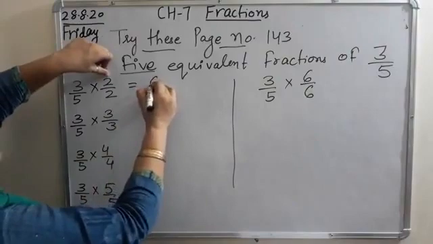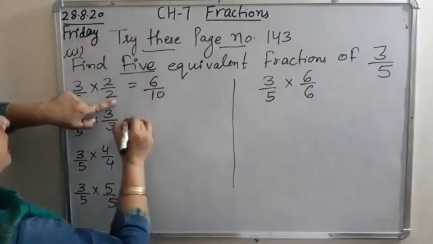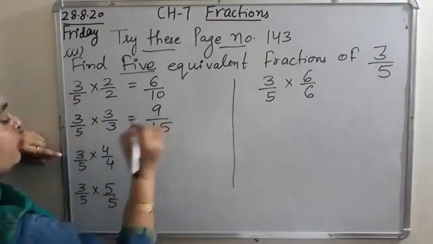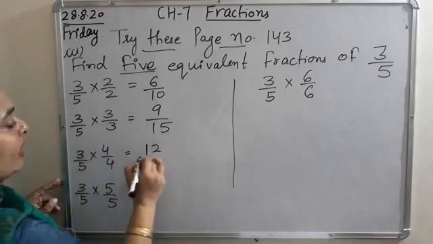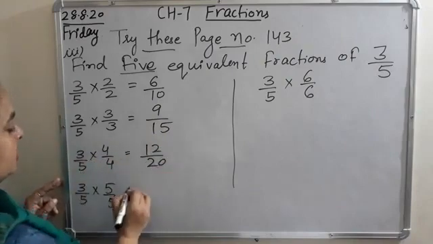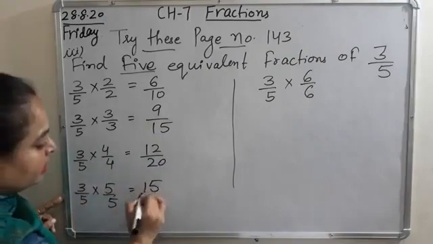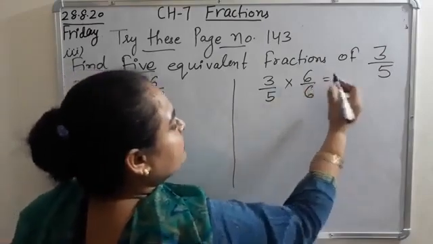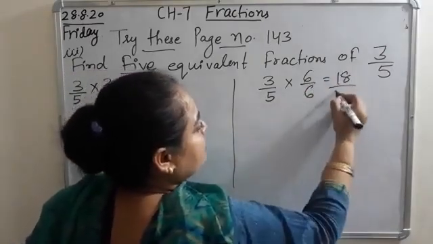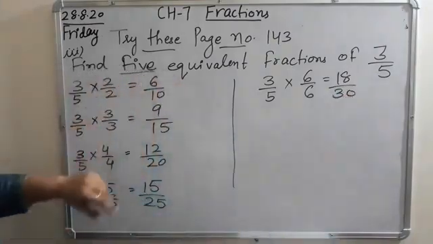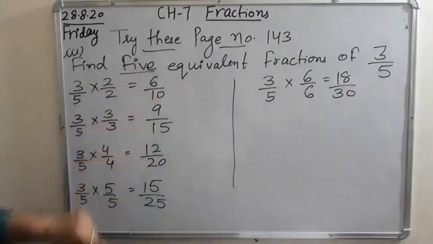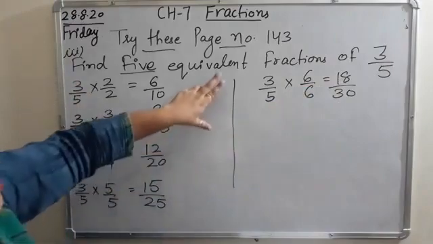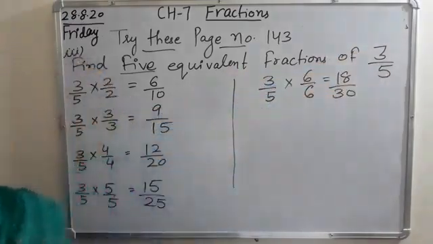3 2s are 6, 5 2s are 10, 3 3s are 9, 5 3s are 15, 3 4s are 12, 5 4s are 20, 3 5s are 15, 5 5s are 25 and in the last 3 6s are 18 and 5 6s are 30. So 6 by 10, 9 by 15, 12 by 20, 15 by 25, 18 by 30, all are equivalent to 3 by 5.